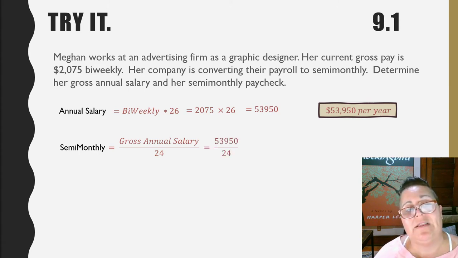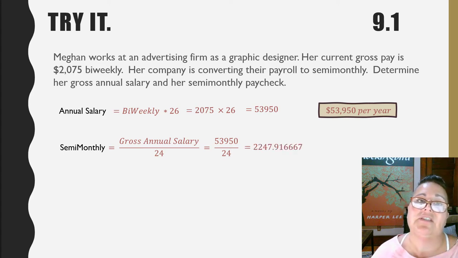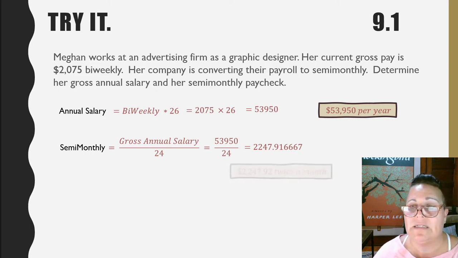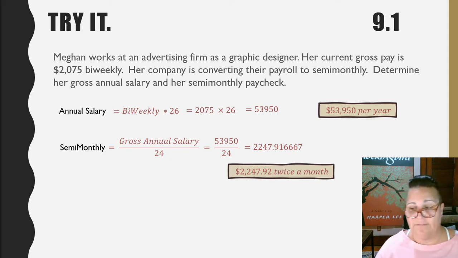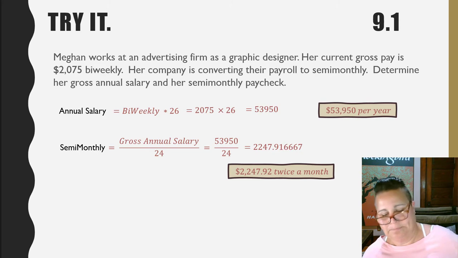So we're going to take the $53,950 and divide it by 24. That gives us $2,247.92. And she's going to get that twice a month. Again, usually on the 15th and the 30th, or the 1st and the 15th.